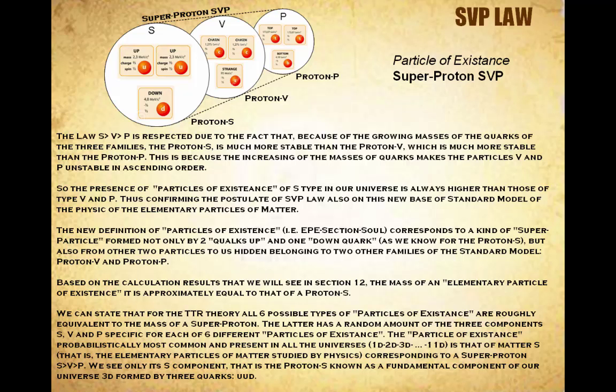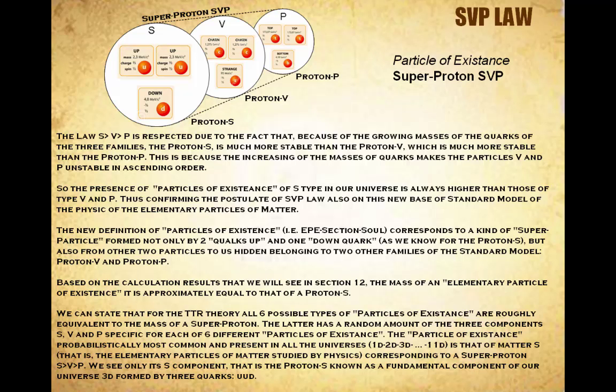The new definition of particles of existence, i.e. EPE-Section-Soul, corresponds to a kind of superparticle, formed not only by two quarks up and one quark down, as we know for the proton S, but also by two other particles hidden from us, belonging to two other families of the standard model, proton V and proton P. Based on the calculation results that we will see in section 12, the mass of an elementary particle of existence is approximately equal to that of a proton S. We can state that for the TTR theory all 6 possible types of particles of existence are roughly equivalent to the mass of a superproton.